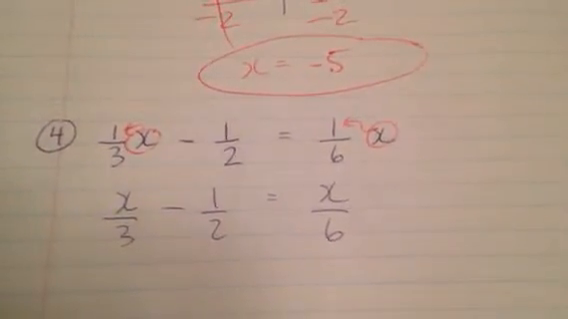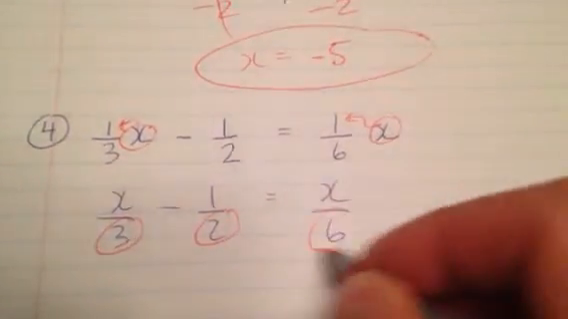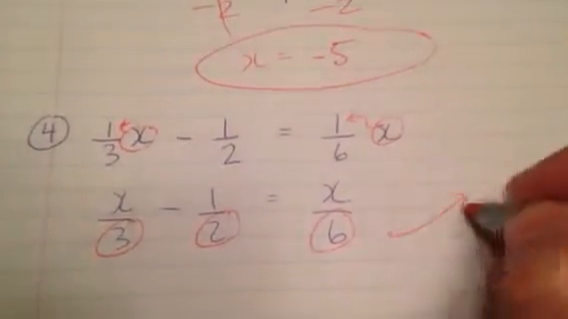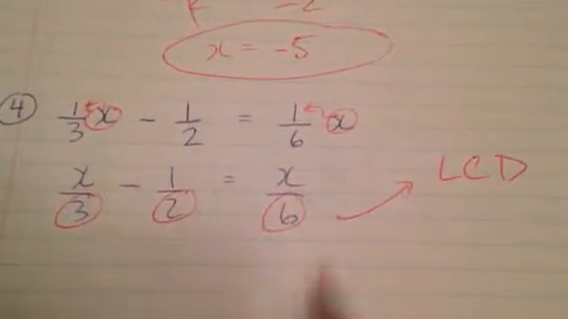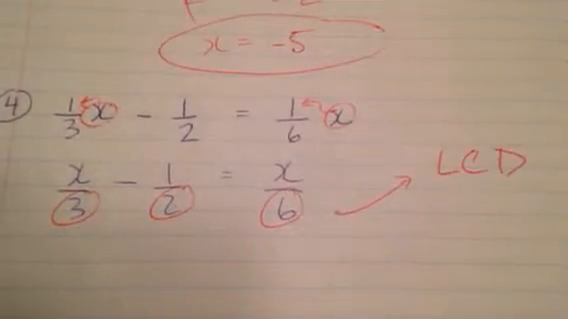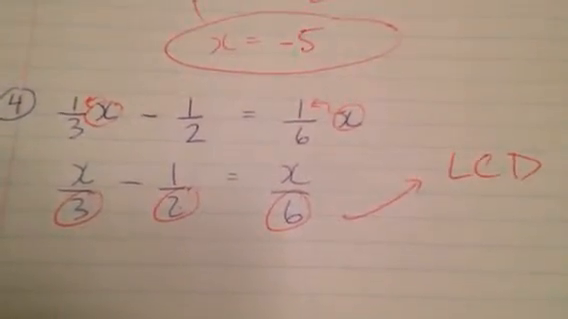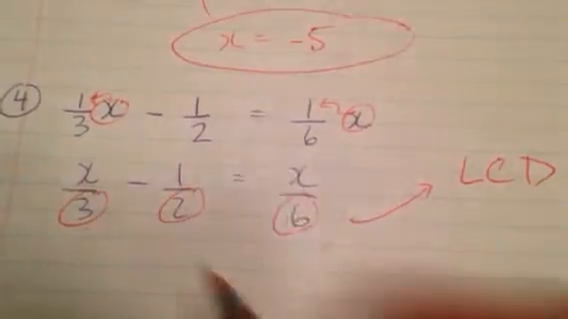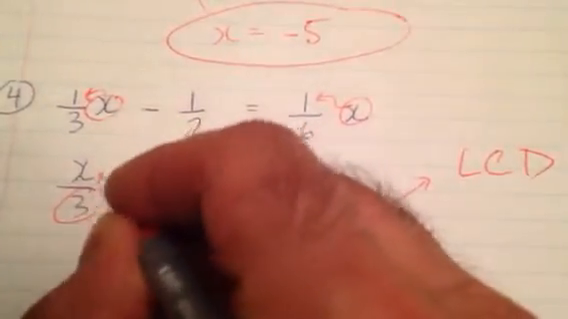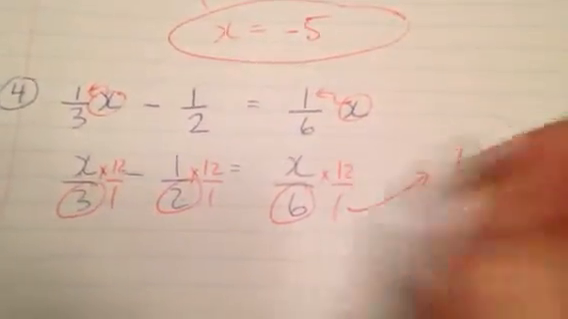Now, from a previous lesson, I look at all the bottom numbers and try to find the lowest common denominator. What number do they all go into? Yes, they all go into 18, but they actually all go into 12. So I'm going to multiply every part. This, this, and this will all be multiplied by 12. 12 over 1, 12 over 1, 12 over 1.